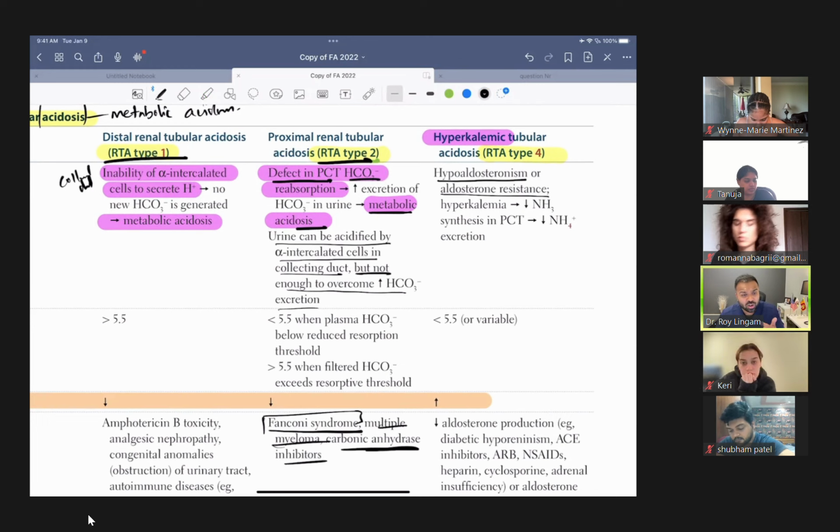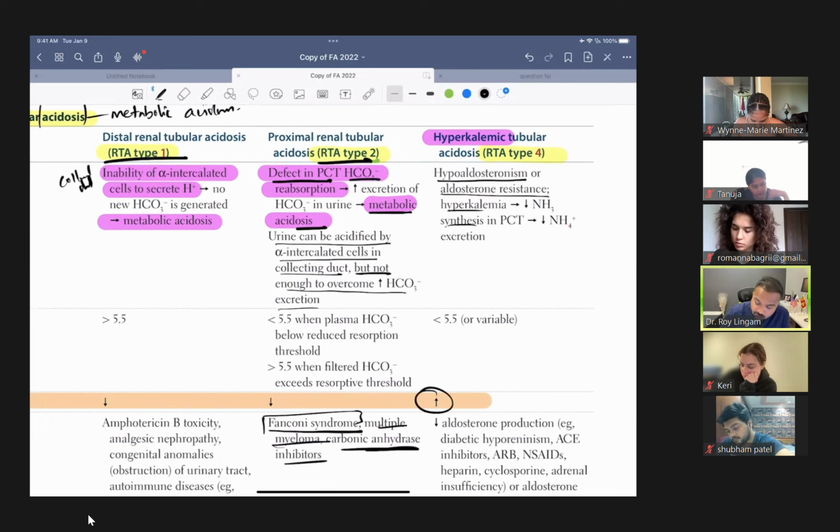Without aldosterone, can you excrete hydrogen? No. So you're keeping it in the blood, so acidosis. Without aldosterone, can you excrete potassium? No. You are keeping the potassium. That's why it gives you hyperkalemia. Is that clear, folks? That's why it gives you hyperkalemia, okay?